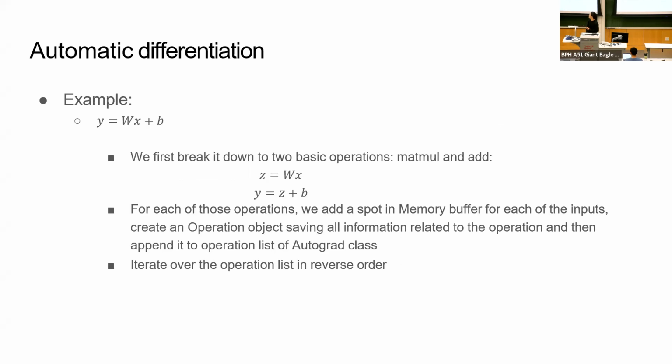And here is just an example. If you have a function y equal to w multiply x plus b, you can break it down into 2 parts. The first is w multiply x, and the second is c plus b. And then you can compute them following this order in a reversed way.